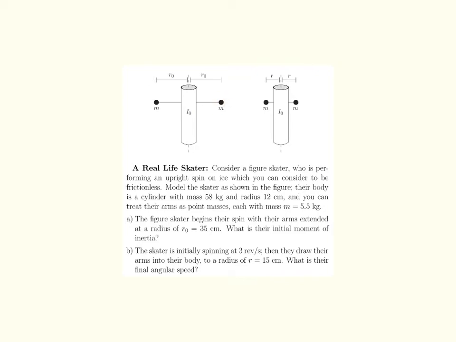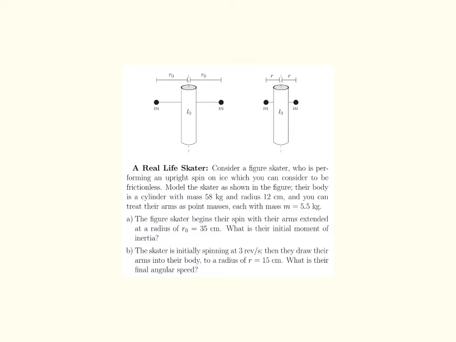So, okay, your arms are long. They're not really point masses, but you can simplify all that stuff by saying they are point masses with a distance r0, which starts at 35 centimeters away. Each mass of the arm is 5.5. The skater is initially spinning at some speed, draws their arms into their body to this new distance of r, which is 15 centimeters, and what is their final angular speed?